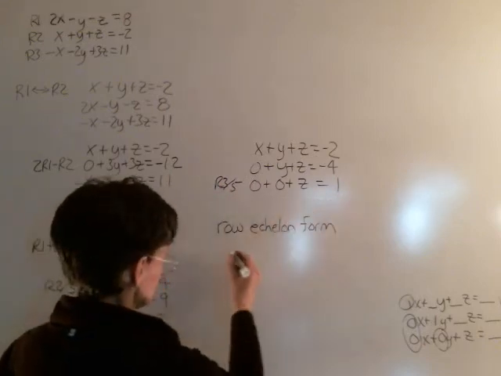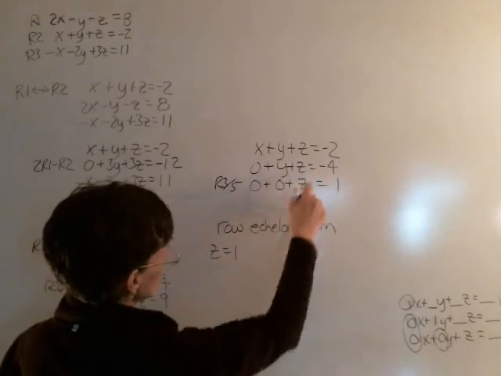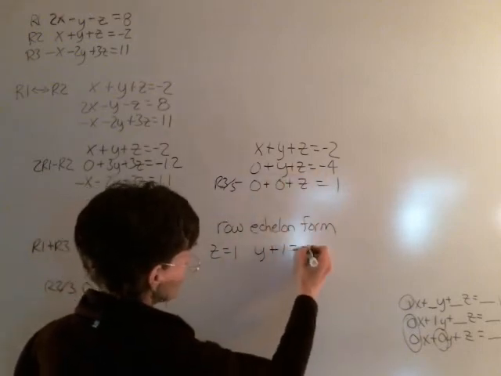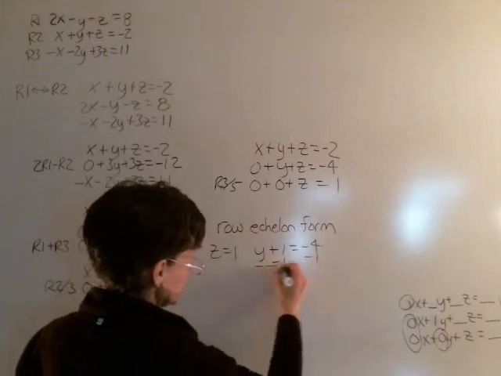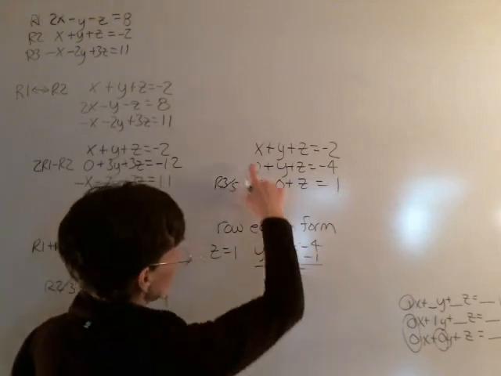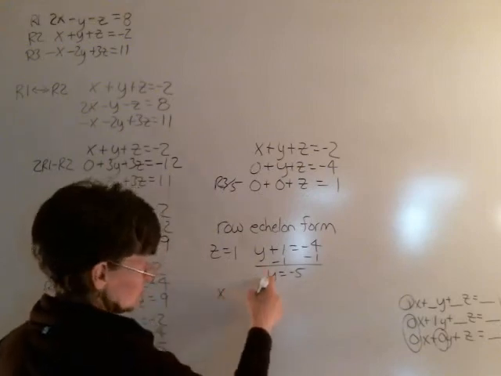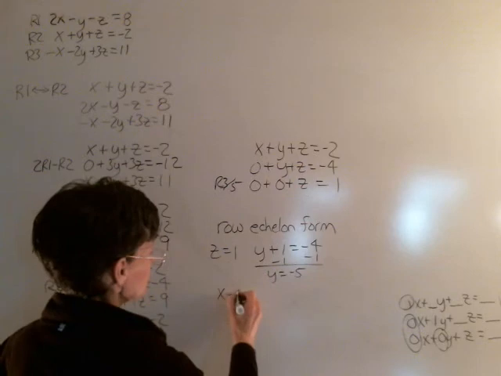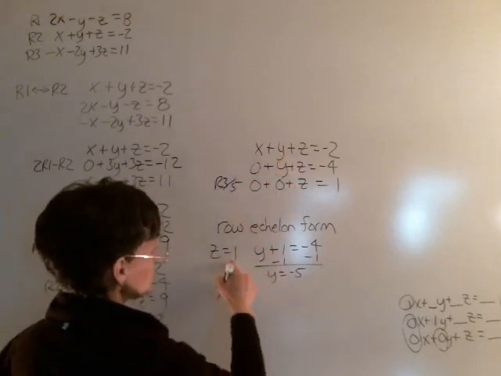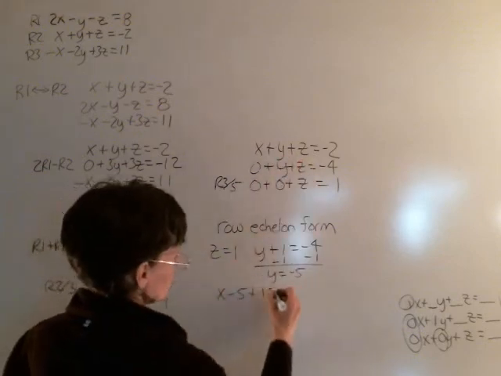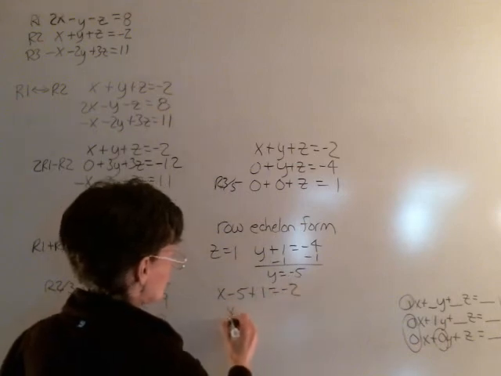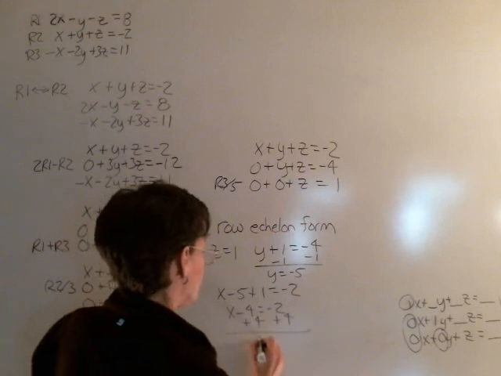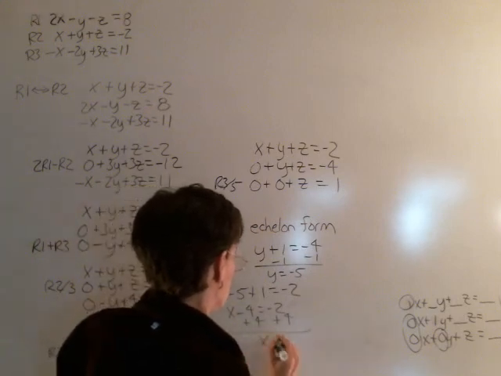This is mine, and I'm going to use back substitution to figure out what x, y, and z are. So you can tell from this equation that z is 1. This equation I'm going to put z into, so y plus 1 equals negative 4. Subtract 1, and I get y equals negative 5. And then in my first equation, I'll substitute y and z in. So x minus 5 for y plus 1 for z equals negative 2. So this is x minus 4 equals negative 2. Add 4, and I get that x equals 2.